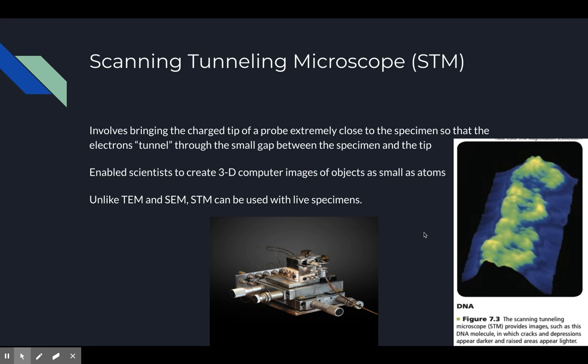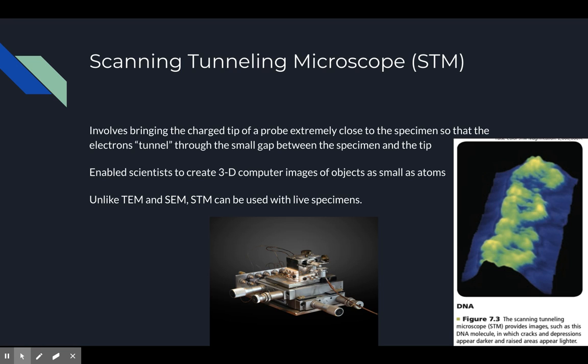So we have an STM. This stands for scanning tunneling microscope. This involves bringing the charged tip of a probe extremely close to the specimen so that the electrons tunnel through the small gap between the specimen and the tip. So the tip is charged, and it causes the electrons to go through this tunnel over the specimen, and this also produces a 3D image.